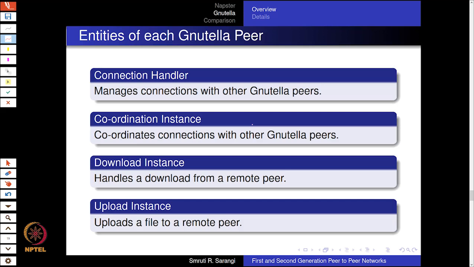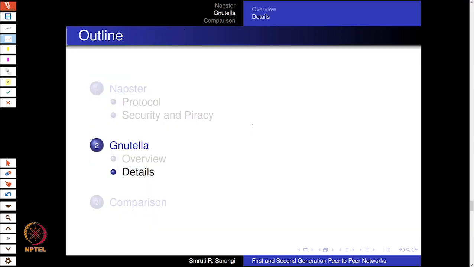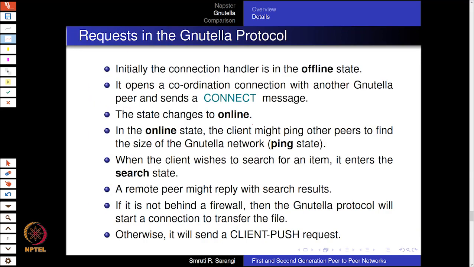So again, every Gnutella peer would have 4 of these entities, which would be a connection handler to manage connections with other Gnutella peers, a coordination instance which would coordinate connections with other Gnutella peers, a download and an upload instance, as we have seen. Now come to the details.